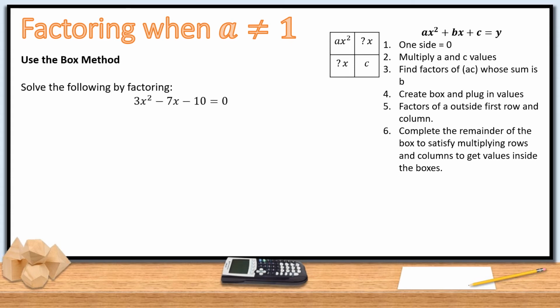So we're going to solve this quadratic by factoring. The first step is get it equal to 0. It is, so we're good to go. You multiply the a and the c value together.